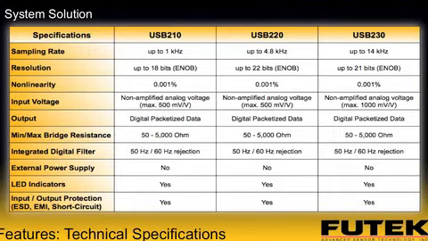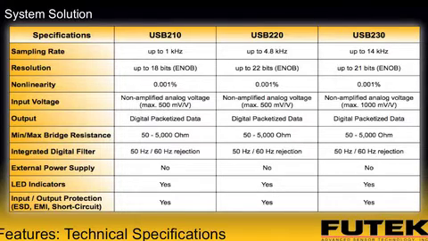They all have similar specs for nonlinearity at 0.001%. They have different ranges for the input voltages. The USB 210 supports non-amplified analog signals up to 500 millivolts per volt. The 220 supports the same range, and the 230 up to 1,000 millivolts per volt. Their outputs are all the same. They all use a custom digital packetized data, and they all support the same minimum and maximum bridge resistances, from 50 ohms all the way up to 5,000 ohms.